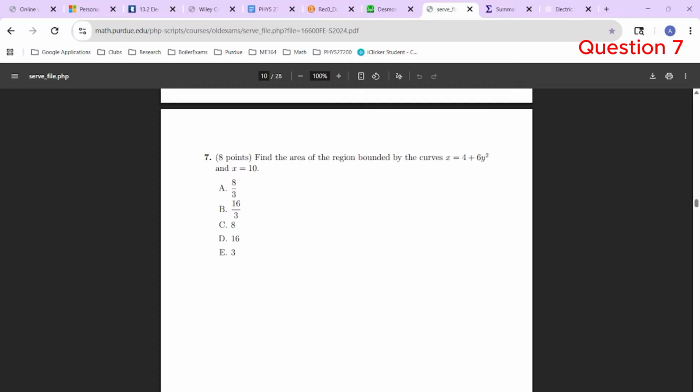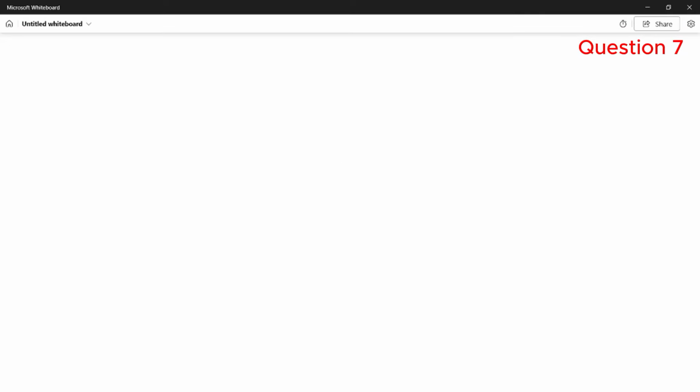Welcome and welcome back. We'll be going over question 7. Find the area of the region bounded by the curves x equals 4 plus 6y squared and x equals 10. So I'm going to quickly write these out. We have x1 is equal to 4 plus 6y squared and x2 is equal to 10.